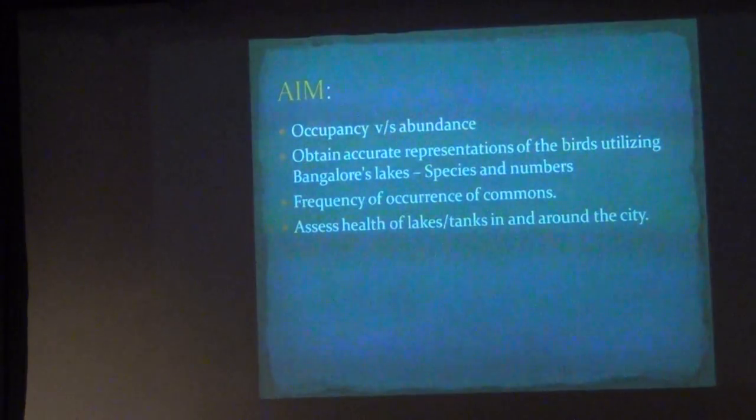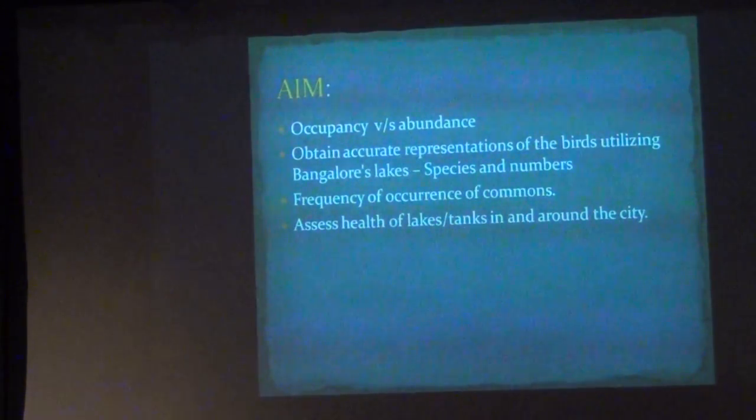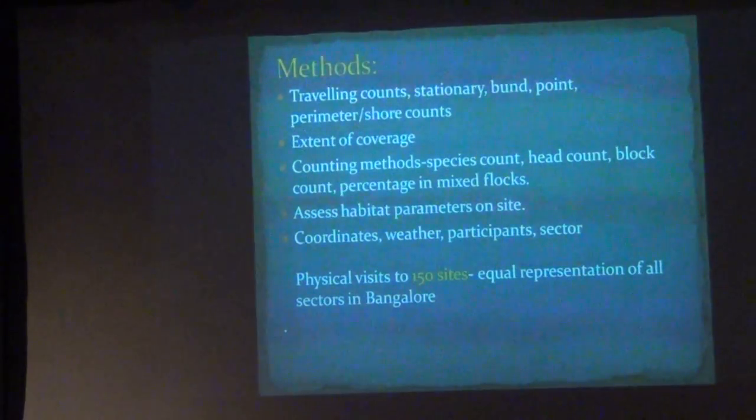So common birds as indicators of the health of a habitat, instead of migrants, because migrants are not a very static population. They keep moving. And the health of lakes and tanks in the city. So these are our methods.